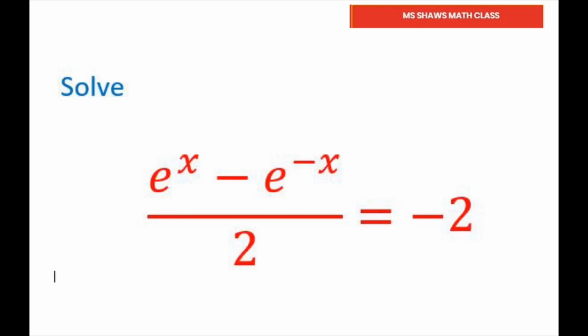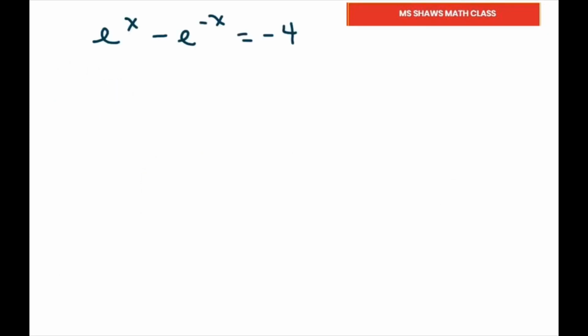The first thing we're going to do is multiply these two here, kind of cross multiply, and so 2 times negative 2 would be negative 4. The next thing we're going to do is multiply each term by e to the x. That's just a little trick here.